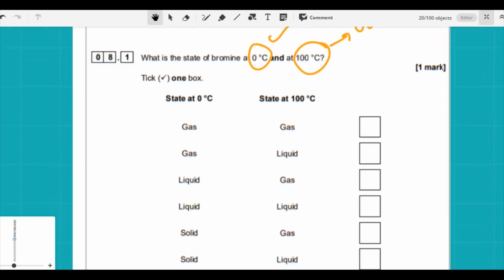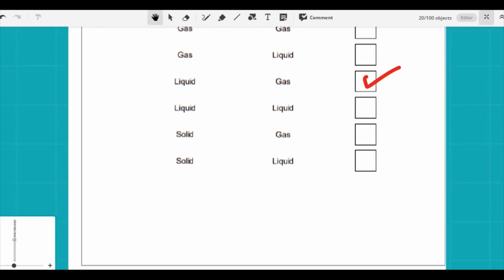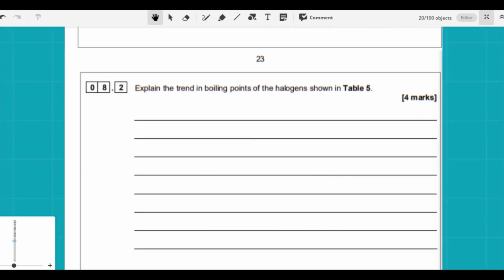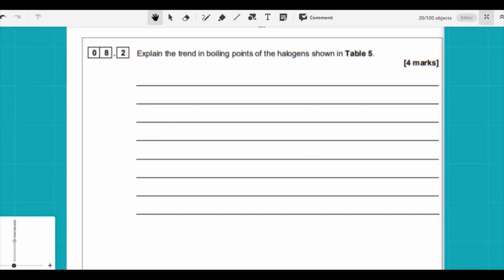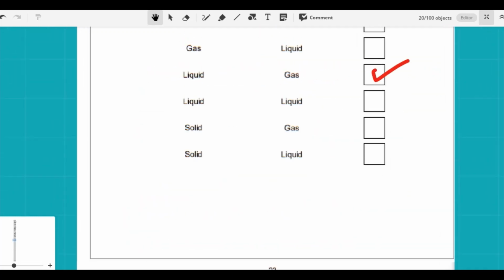So now which one is the correct one? Gas, gas, gas, liquid, liquid, gas, liquid, liquid. So it means here is the liquid gas. That one. Okay, now the next question, 8.2. Explain the trends in the boiling point of the halogen as shown in the table 5.